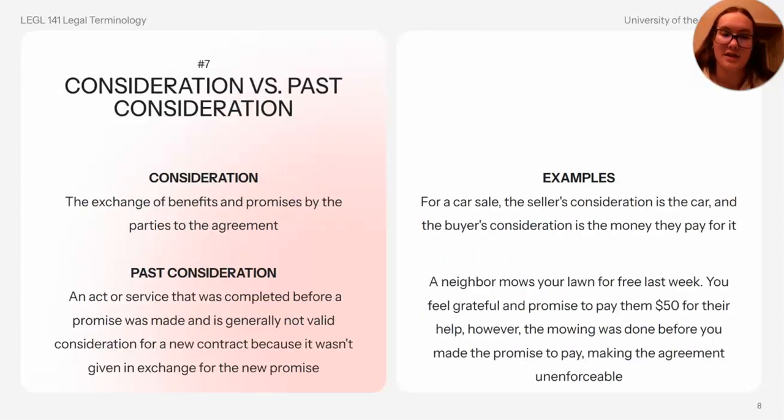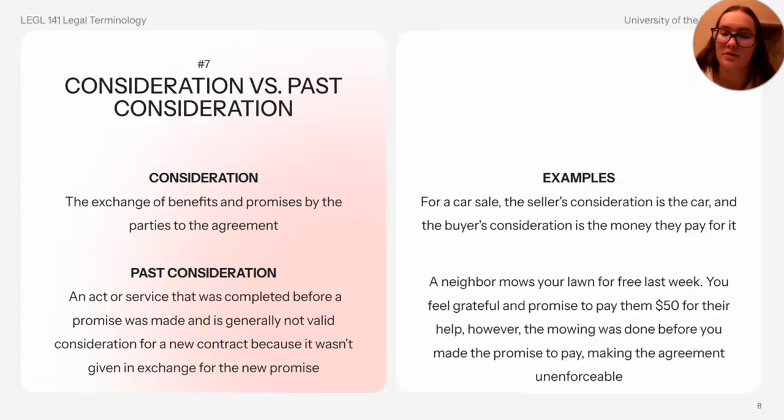Consideration is the exchange of benefits and promises by the parties to the agreement and is an essential component when forming a contract. An example would be a car sale. The seller's consideration is the car and the buyer's consideration is the money that they are willing to pay for it. Past consideration is an act or service that was completed before a promise was made and is generally not valid consideration for a new contract because it wasn't given in exchange for the new promise.